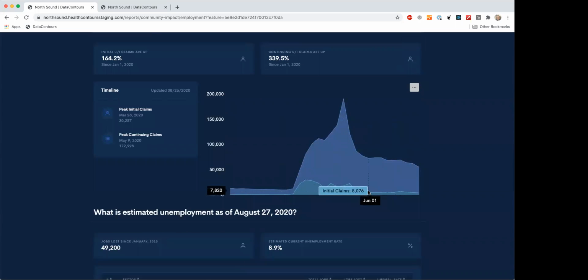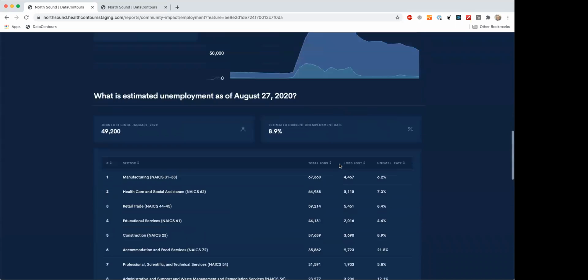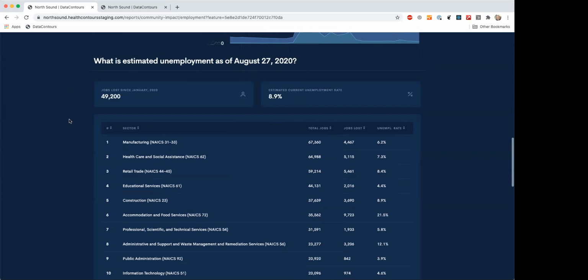So based on this claims data, we derive some sector-specific estimates of unemployment. We would put the region-specific unemployment rate at 8.9%. And again, last year it was 3.3%. So we've seen about a threefold increase in unemployment. It comes out to about 49,000 people in the region. That's 49,000 jobs lost since the beginning of the year.